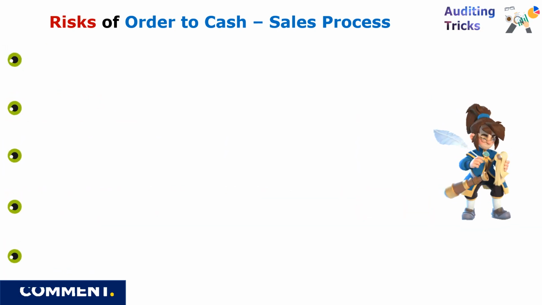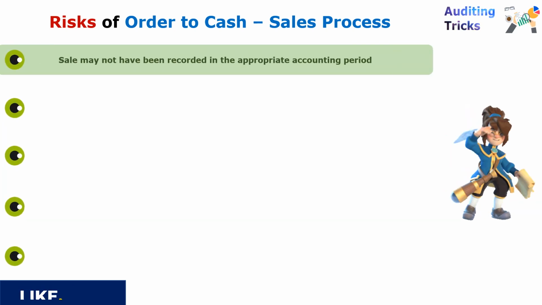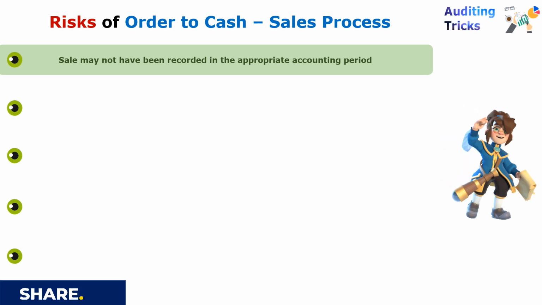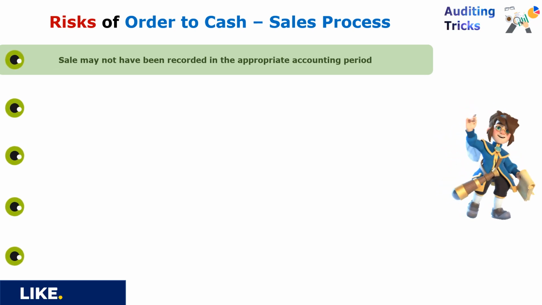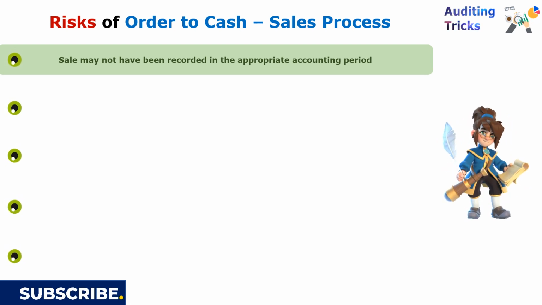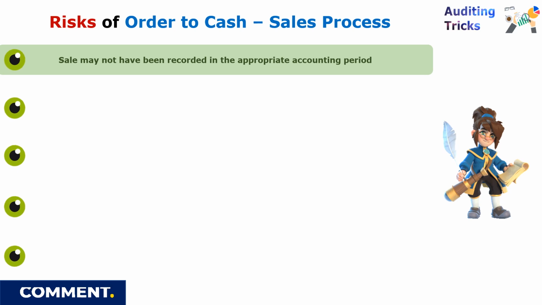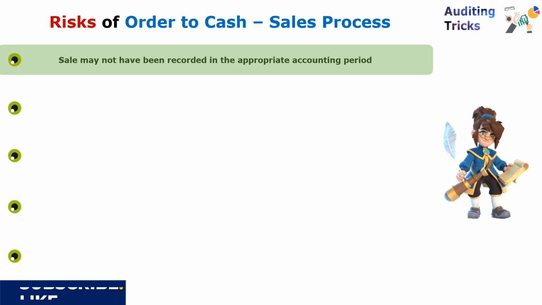The next category of risk which we will discuss includes revenue recognition. The risk includes sale may not have been recorded in the appropriate accounting period. Here we need to ensure that all the transactions were recorded in the same accounting period. It is not a fraud risk and can be rated as a medium risk.